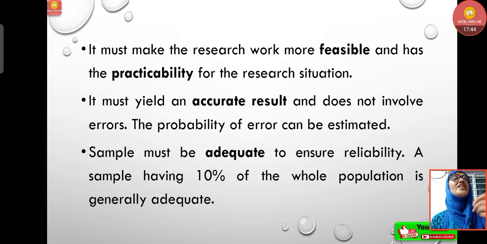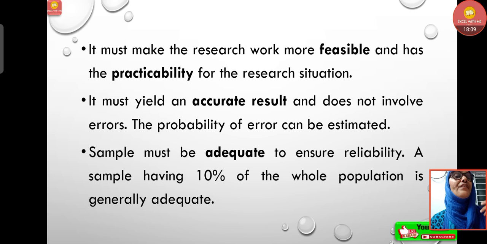Then the next one is feasible and has practicability. Obviously, if we are taking the sample out of our reach, it is not possible to go, and the budget also may not support us. Then another one is accurate results. Obviously, whatever sample you are choosing, you are supposed to get accurate results that do not involve errors.